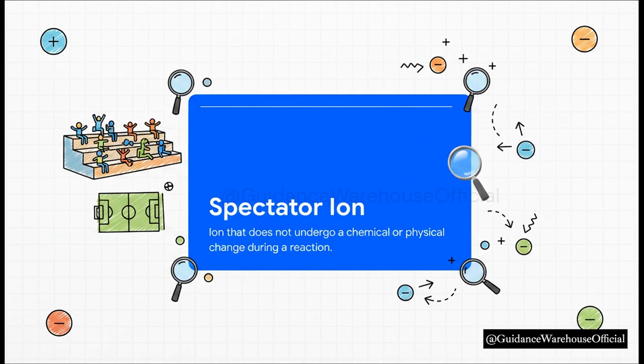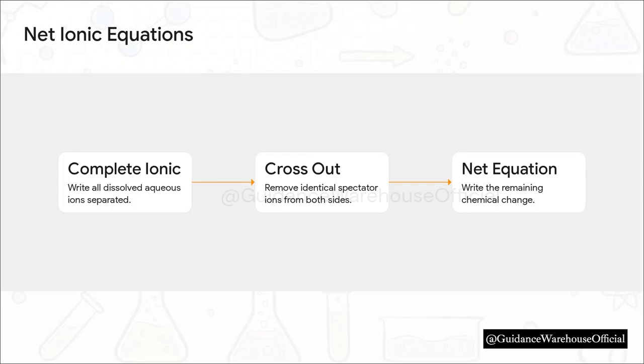We call these spectator ions, literally just like fans sitting in the bleachers at a basketball game. They are present in the arena, they're required to balance the overall electrical charge, but they don't actually participate in the action on the court. And because they don't change, we can treat them like identical variables on both sides of an algebra equation. We just cross them out.